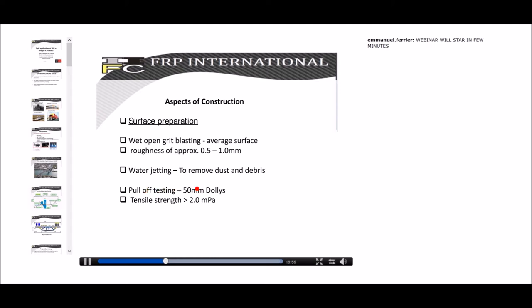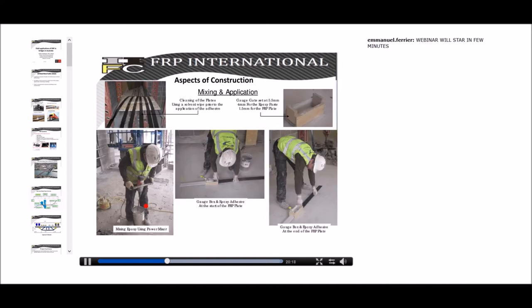Pull off strength testing with sacrificial FRP was done using 50 millimeter dollies, and the tensile strength specified in this bridge should not be less than 2 MPa. Although ACI 440 specifies 1.5 MPa, specifically for this bridge we require 2 MPa as the minimum pull off tensile strength.